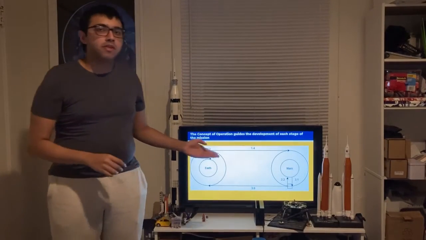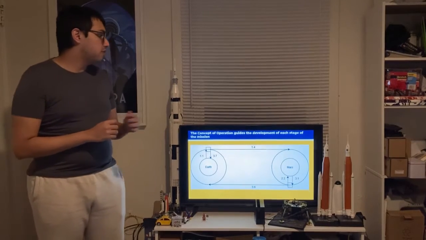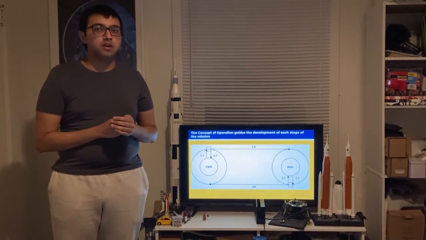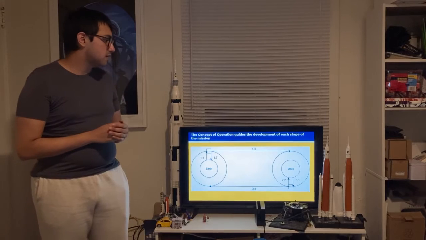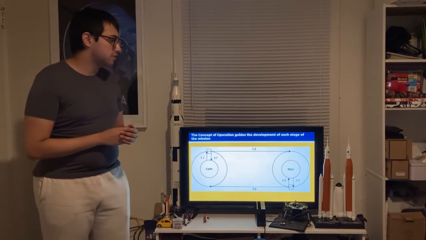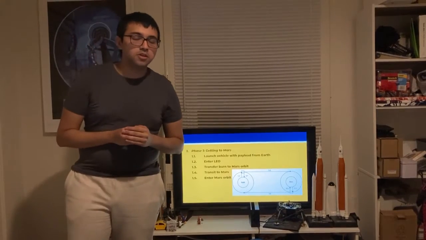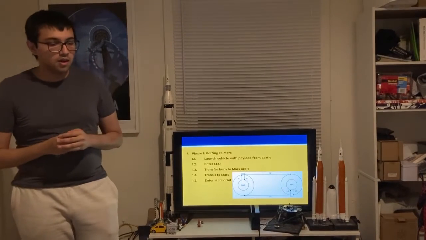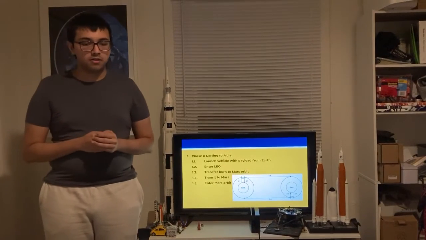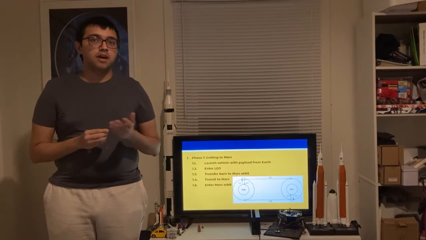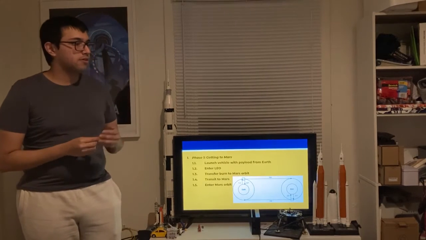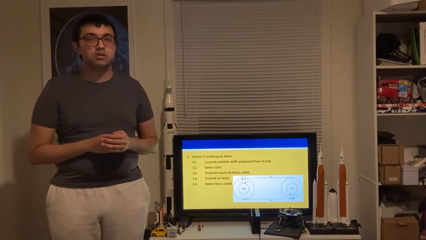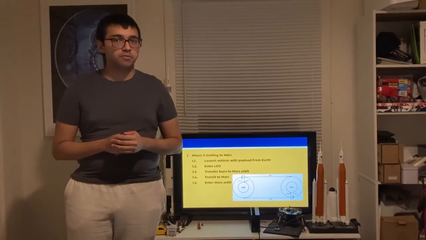Here's the diagram that visually represents the various phases of the concept of operations that the mission is going to go through. The first phase of our mission is getting to Mars. We will do this by launching our vehicle with the payload and entering low Earth orbit. From there, we will transit to Mars and enter Mars orbit.